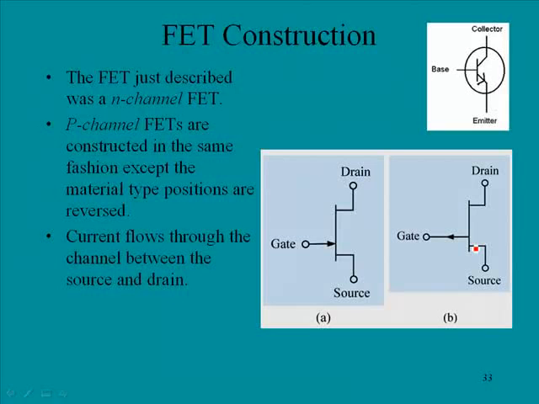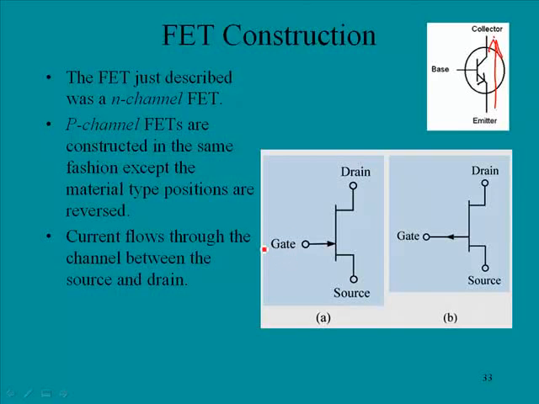Okay, the FET just described was an N-channel FET. P-channel FETs are constructed in the same fashion, except the material type positions are reversed. Current flows through the channel between the source and the drain. So remember we had our transistor configuration. We said that current flowed basically from emitter to collector, and this is a schematic symbol for a FET, and again current is going to flow, but not emitter to collector. It will be source to drain.